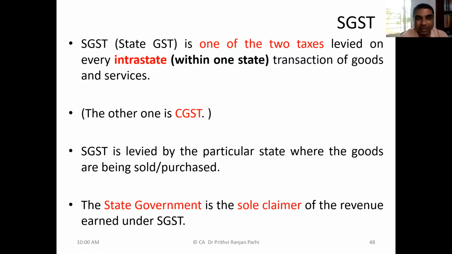Now, one more kind of GST you already know is SGST. It is one of the two taxes levied on intrastate transactions. On an intrastate transaction, there are two components: one is SGST, the other is CGST. SGST is levied by a particular state when goods are purchased and sold within the state. The state government collects that tax and is the sole claimer of that revenue, which goes directly to the state government's revenue.